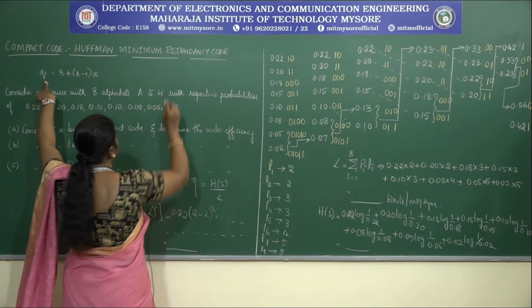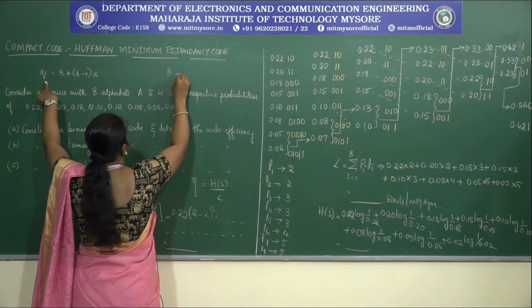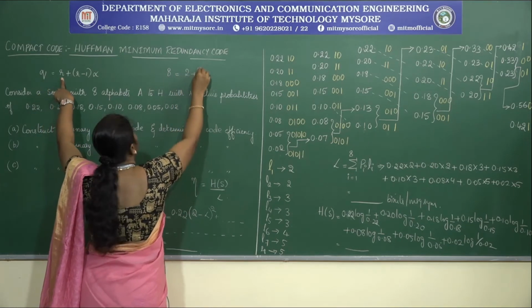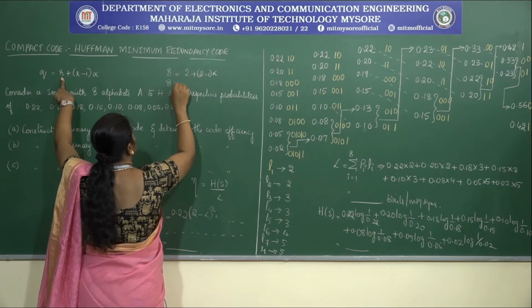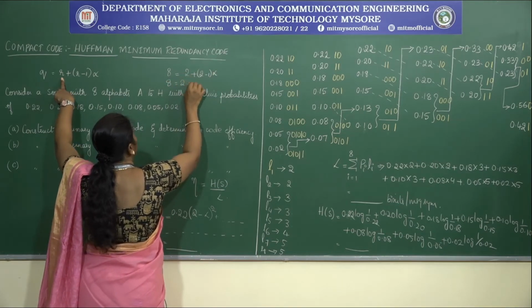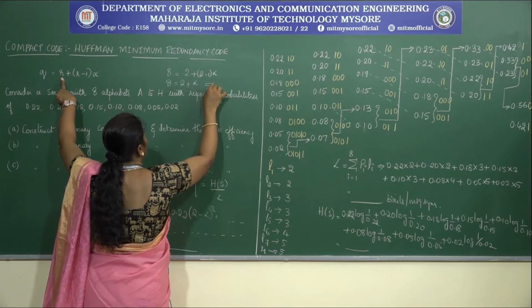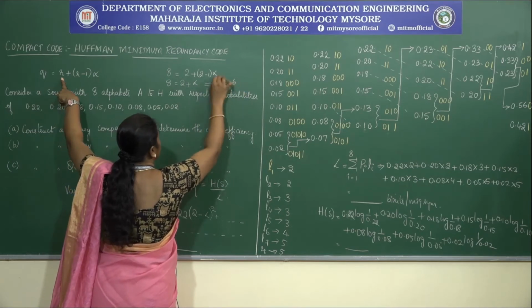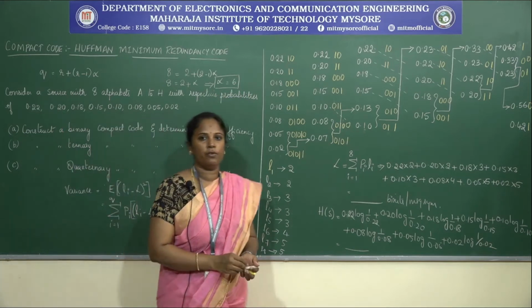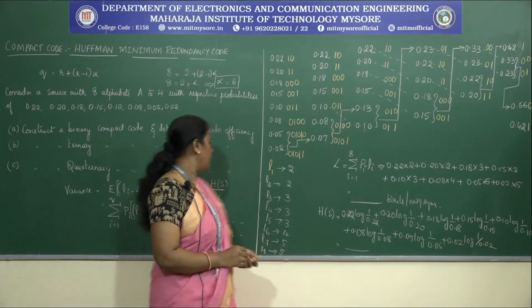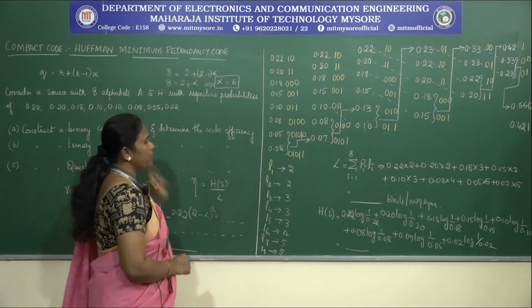What is Q here? Q is 8. So r is 2 plus (2 minus 1) into alpha. So 8 is equal to 2 plus alpha, that means alpha will be equal to 6. Since we have got an integer value, it was possible for us to perform the Huffman encoding for a binary compact code.